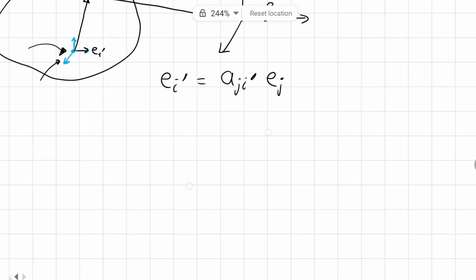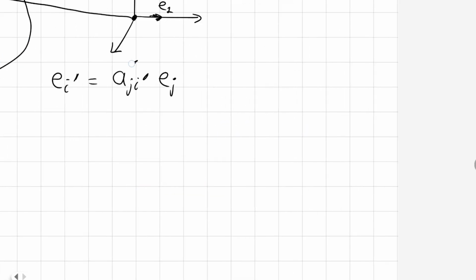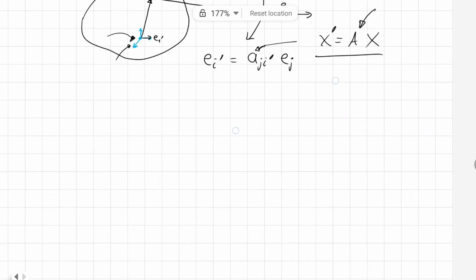Perfect. This is just to remember that the elements A represent the elements of a transformation matrix, okay? The primed basis is related through this A transformation matrix with the other bases, like in this equation.